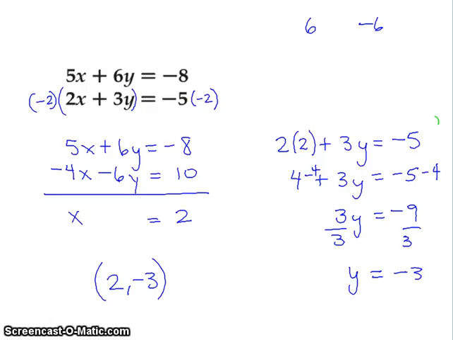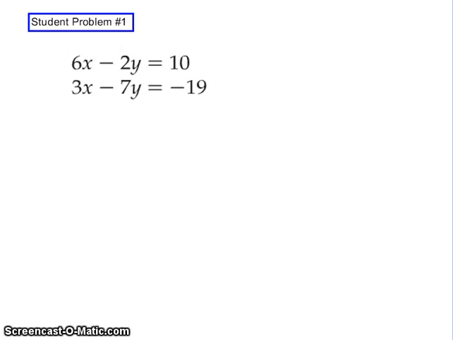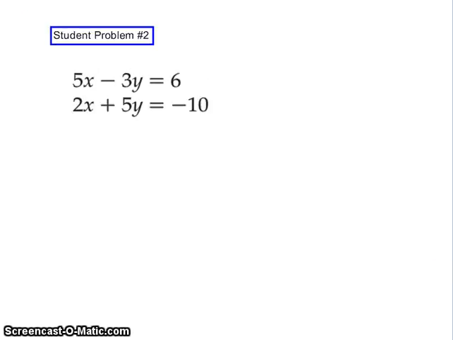So now it's your turn. I'd like you to try 2 different student problems. The first student problem looks like this: 6x minus 2y is equal to 10, and 3x minus 7y is equal to -19. And the second student problem is 5x minus 3y is equal to 6, and 2x plus 5y is equal to -10.